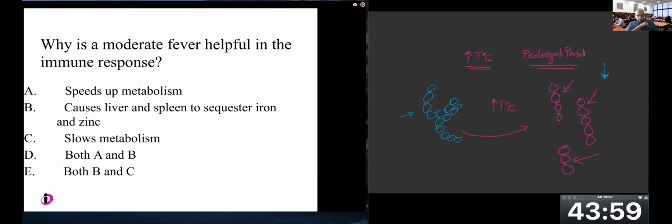All right. So what do you think? Why is a moderate fever helpful in the immune response? Speeds up metabolism, causes liver and spleen to sequester the iron and zinc, slows the metabolism, both A and B, or both B and C.